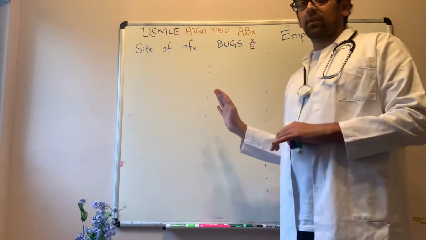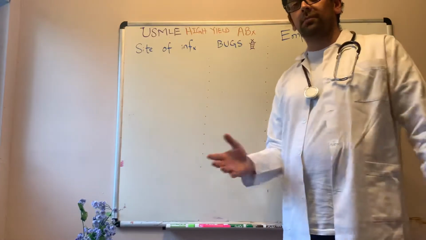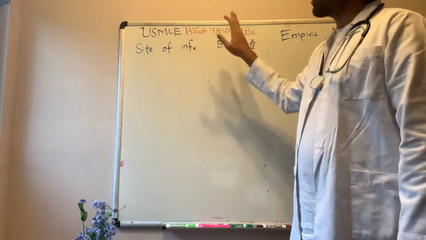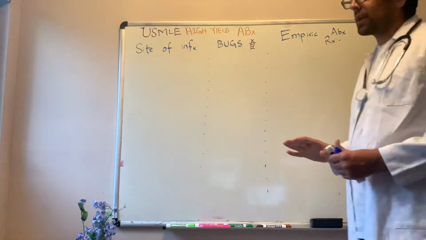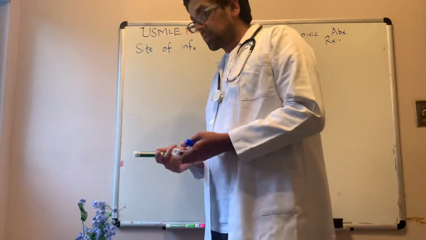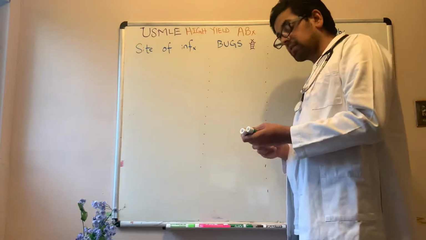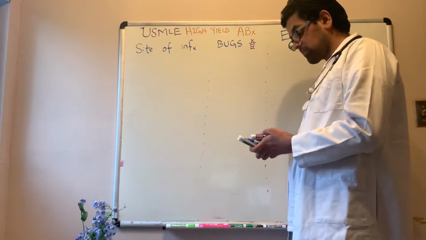This is not going to cover step 1 only, it's about step 2 CK and step 3. So here I wrote simply site of infection, what are the common bugs and what are the empiric treatment. So I made a slide, wonderful slide, and it's all about covering most of the infections which they ask in the USMLE questions. So starting from community acquired pneumonia.